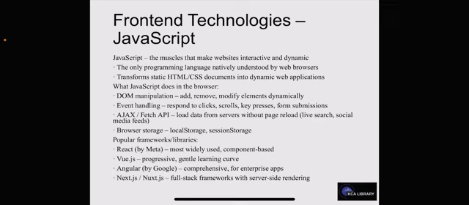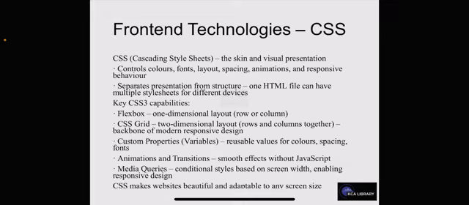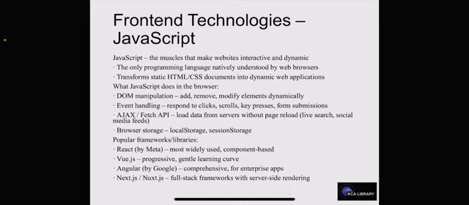Now on JavaScript, still on front-end technologies. JavaScript is the module that makes websites interactive and dynamic. It is the only programming language natively understood by web browsers. It transforms static HTML and CSS documents into dynamic web applications. What JavaScript does in the browser mainly includes DOM manipulation, that is, adding, removing, and modifying elements dynamically.